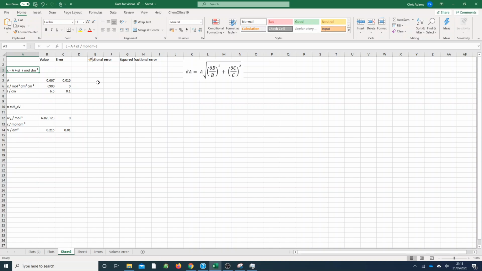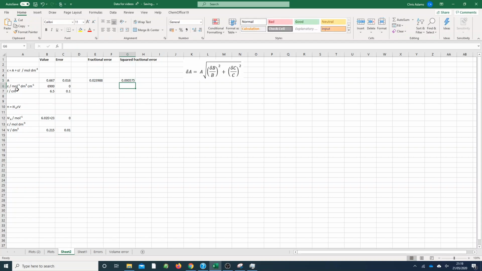So the first thing I need to do is work out the fractional error in A. To do that, I go to that square there and I type equals, and then it's just the absolute error as a proportion of the value. Press enter and it calculates that for me. And then over here, I'm going to square that number. So equals E5 hat 2. Press enter. There we are.